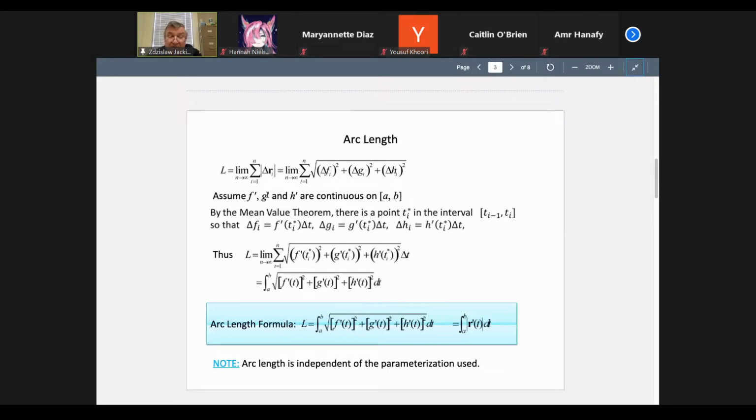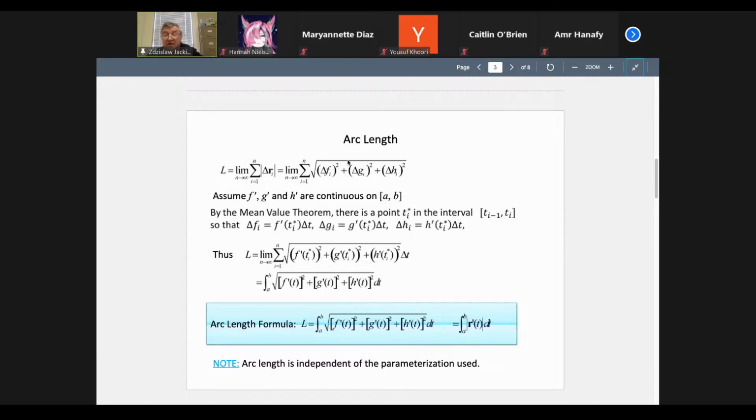Now, if you assume that the functions f, g, h have derivatives, and the derivatives are continuous, then, of course, the difference between two neighboring points is the derivative at some intermediate point times the distance between the two points. So one point is ti minus 1, another one is ti. The distance between them is delta t, equal distance. So delta fi is the derivative at some intermediate point ti asterisk, where asterisk means intermediate point, times delta t.